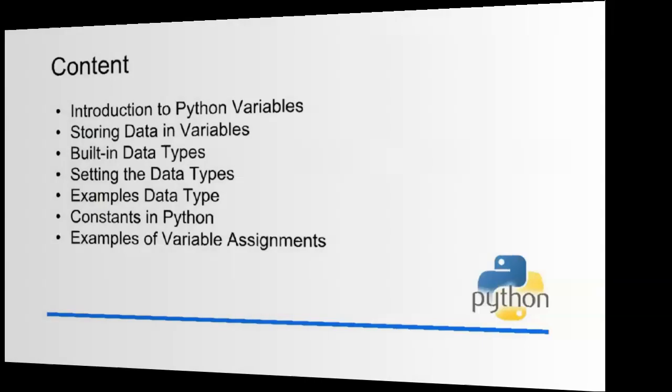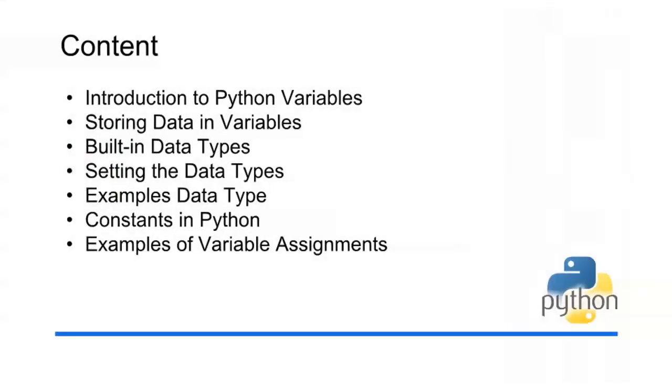This lesson provides a comprehensive guide to understanding variables in Python. We begin by introducing Python variables and explaining their purpose and importance. Since variables store data, we must learn about the data types. These include integers, floats, strings, and booleans.